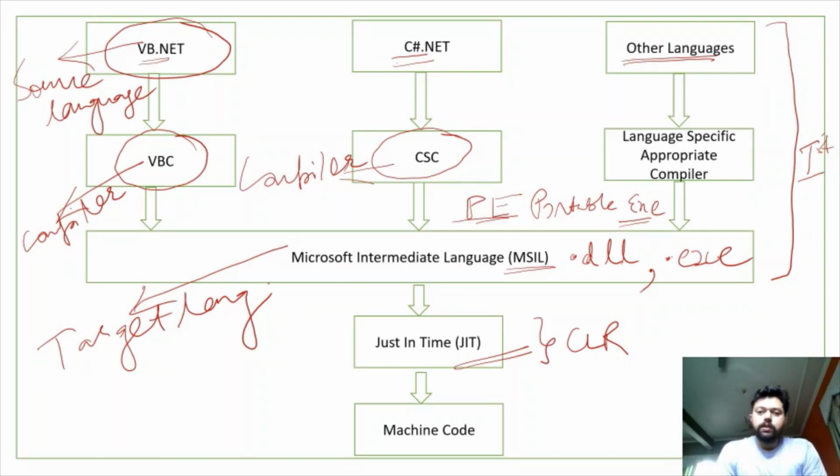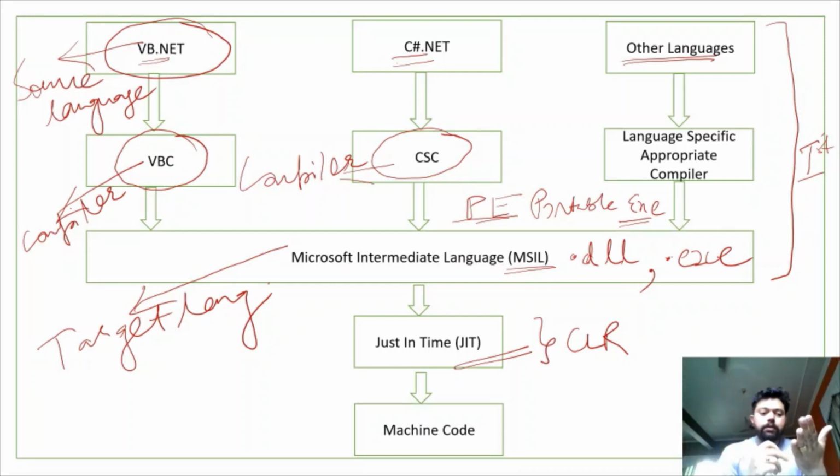So what does this just-in-time compiler do? It compiles only a particular part of your code. For example, if you have created a form-based application with thousands of forms, one form contains the login information. The just-in-time compiler does not execute all the forms at the same time. It will execute your first login form, right?